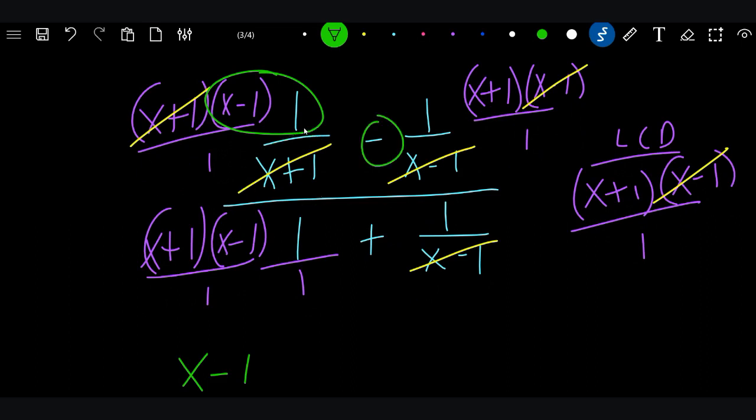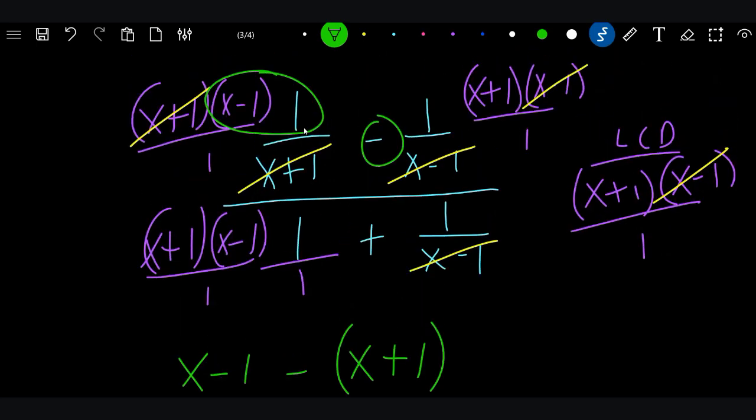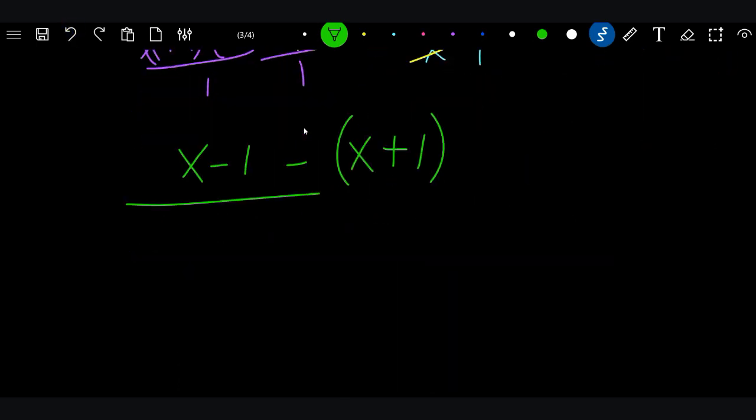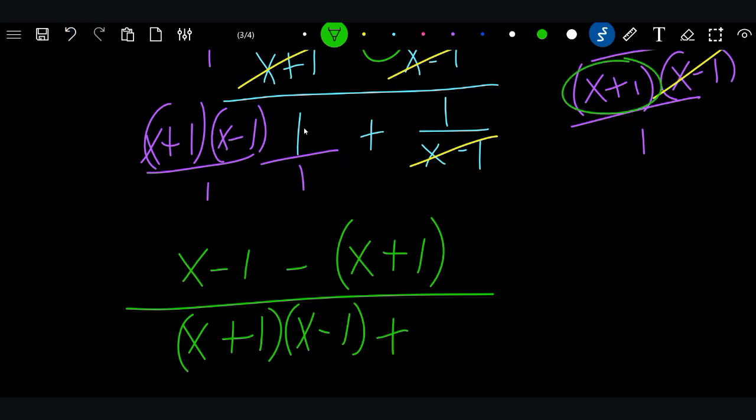Then we have minus, what's left up here? x plus 1, minus x plus 1. Put that in parentheses, that's important. And then we have our fraction bar. And then we have what is down here on the bottom. What's down here on the bottom? Well, that's left over because nothing canceled there. So x plus 1, x minus 1, plus, and then what's left over here is the x plus 1.